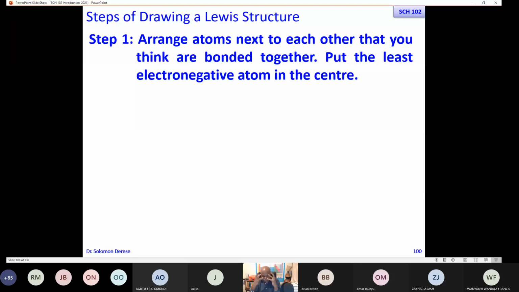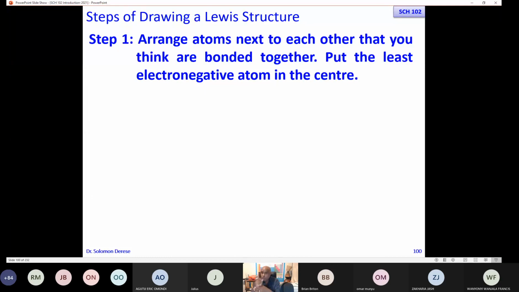Okay, so the first step is you arrange the atoms. And then as you arrange the atoms next to each other, you'll be guided by a simple basic principle. One of the basic principles from what we have studied in the previous slide is the fact that hydrogen forms only 1 bond.